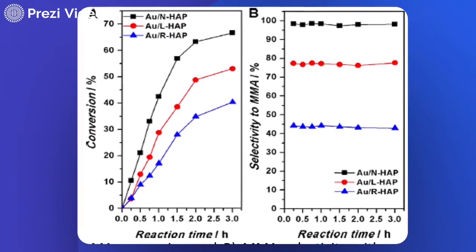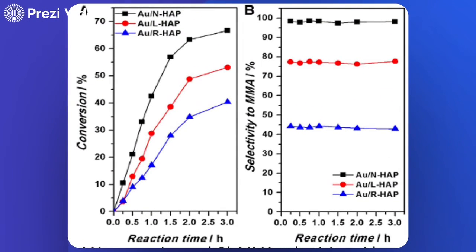Gao studied the effect of 3 different morphologies of hydroxyapatite supported gold nanoparticles on the catalytic OE reaction of MAL to MMA. The results show that the needle-shaped HAP has better reactivity and selectivity than the lamella and rod-shaped HAP.